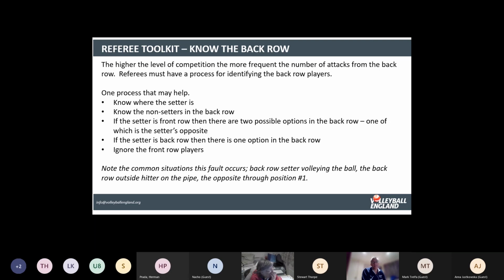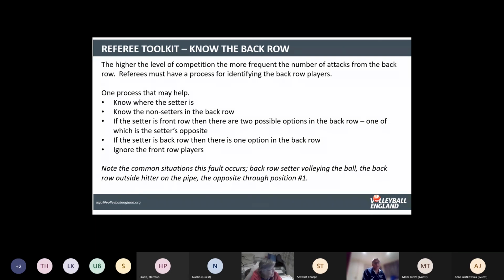If the setter is in the front row, then there are mainly two possible options in the back row, one of which is the setter's opposite, and one of which will be the outside hitter. Now, you may have a middle player there if you're serving, or it could be a libero if you're on reception. And sometimes in the National League, you'll see teams that don't employ liberos. So you may have three players there, but generally the middle player is not one to worry too much about.